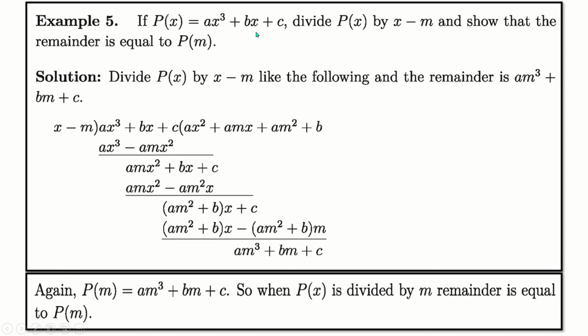P of x is equal to x cube plus bx plus c, divide p of x by x minus m, and show that the remainder is equal to p of m. After dividing this by this, the remainder will be this. And also when we put x is equal to m, it will be m cube plus b into m plus c. That means this and this are the same. As this is the remainder, p of m is also the remainder. So the proof is complete. Very easy math. Clear, everyone?